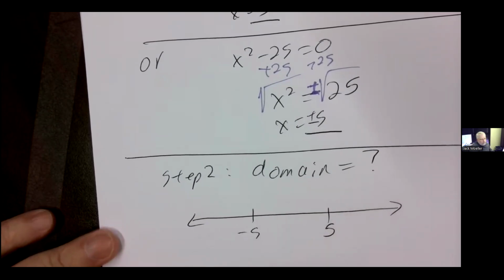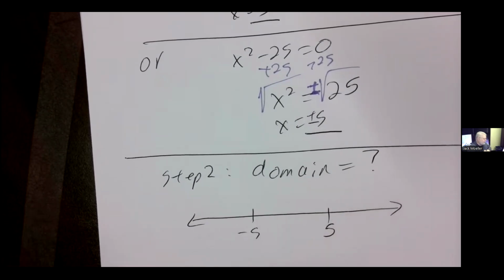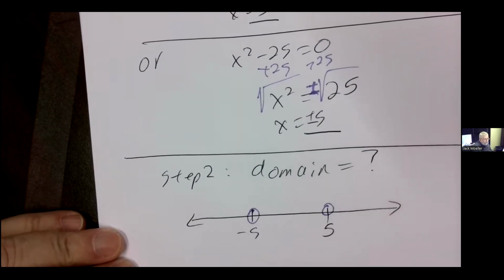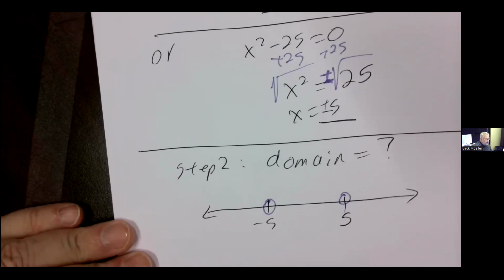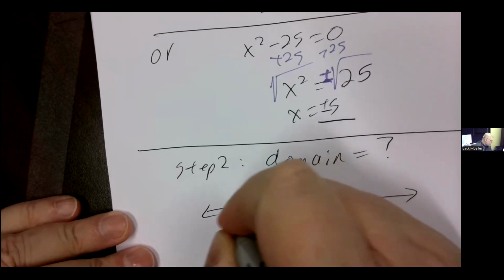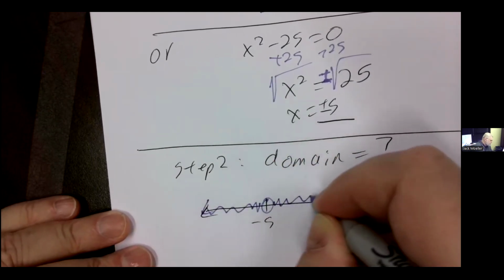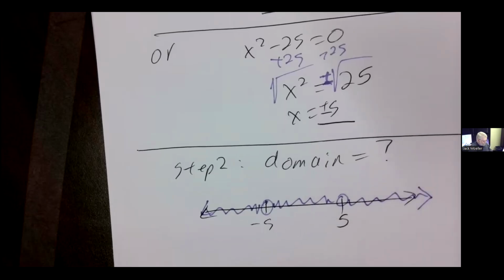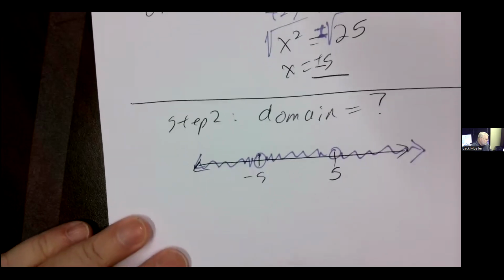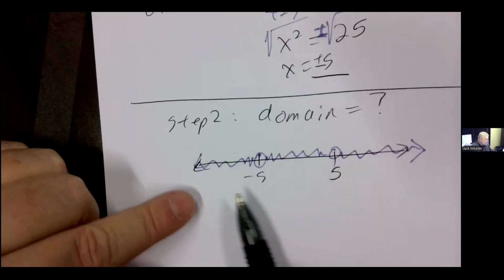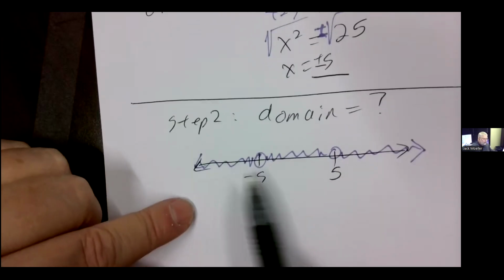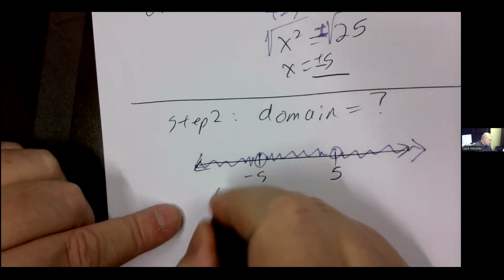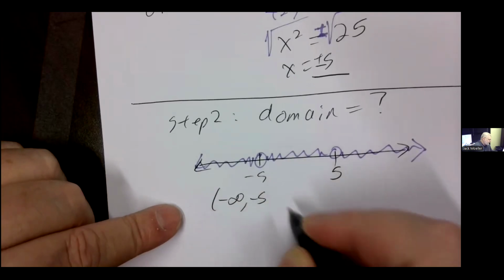Okay, so if we're saying we don't want 5 and negative 5, that means on a number line, we would put an open circle on both of those. All right, but it's going to be everything else except negative 5 and 5. Okay. And the reason I like doing this on the number line is now you can see we've got 3 intervals. So we've got the left, the middle, and the right. So what's the interval for the left one? Negative infinity to negative 5.